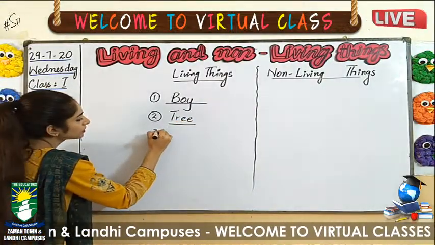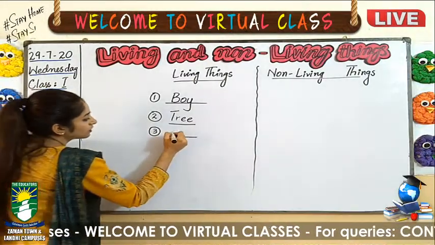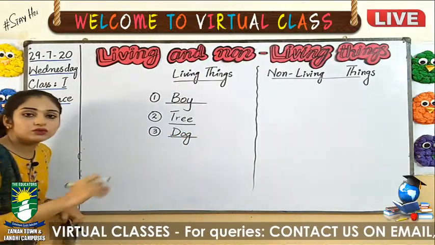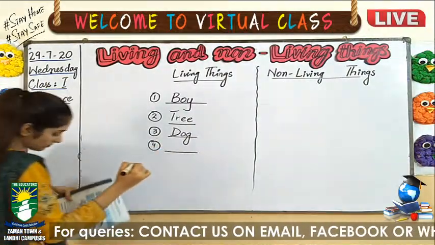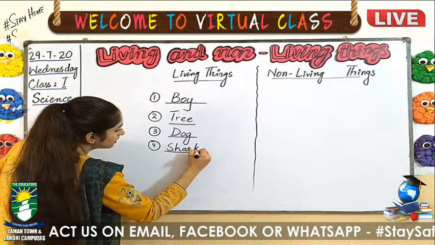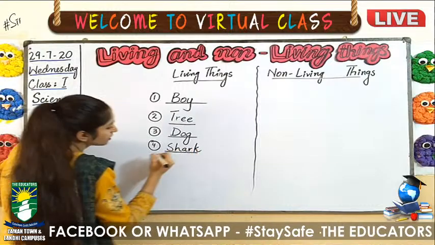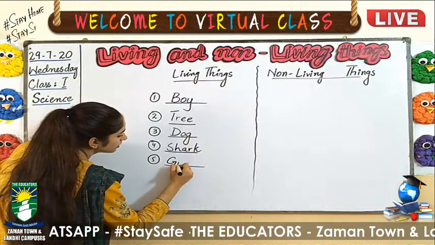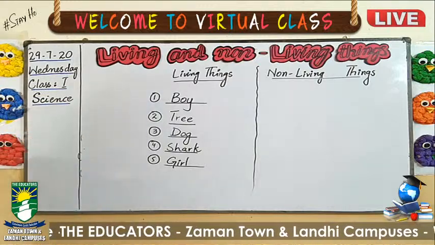Number 3, do write with me in your book. Number 3, we can use the name of any animal. So dog is also a living thing. Number 4, shark. As I told you, fish are also living things. So we can use the name of a fish. And number 5, a girl. Girl is also a living thing. Do write these names in your book.